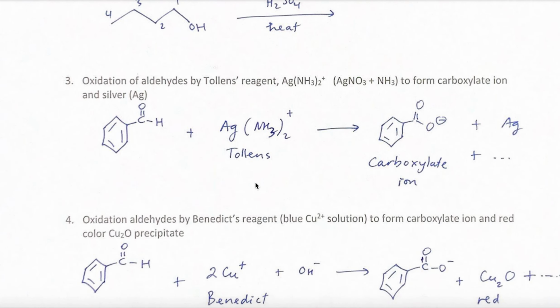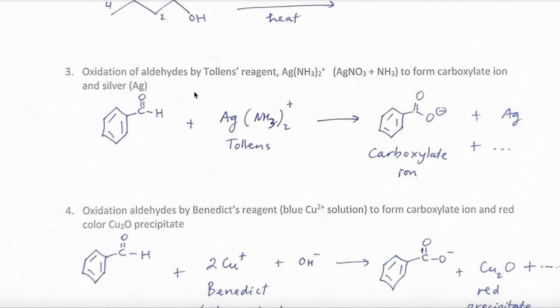The last couple of reactions will be the oxidations with Tollens reagent. For example, benzaldehyde will turn into a carboxylate ion, that's benzoate, plus silver. Okay. This is called Tollens reagent. It's a silver ammonia complex. And when you do this in the test tube, it's beautiful. You get a shiny silver lining in the test tube.